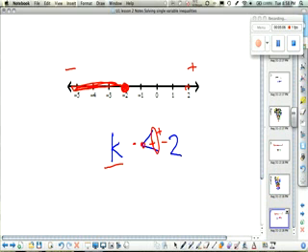Does anyone see where my mistake is? Good. This here should be not a closed circle, but should be an open circle. So let's fix that. Now, why is it an open circle? Because there's no or equal to sign down here. It remains just a less than or greater than sign. So open circle, shade to the left.